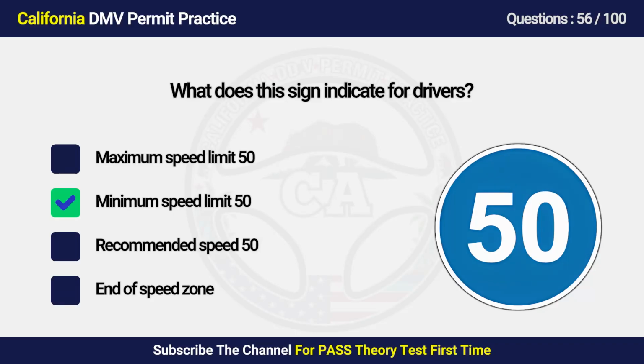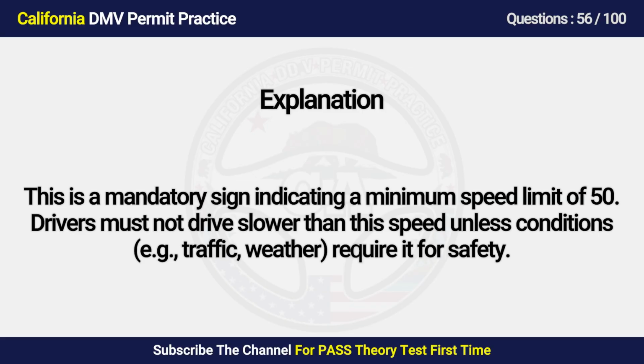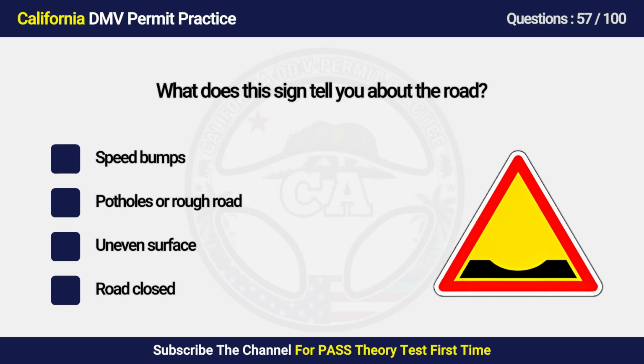Answer is B. Minimum speed limit 50. This is a mandatory sign indicating a minimum speed limit of 50. Drivers must not drive slower than this speed unless conditions, e.g. traffic or weather, require it for safety. Question 57. What does this sign tell you about the road?